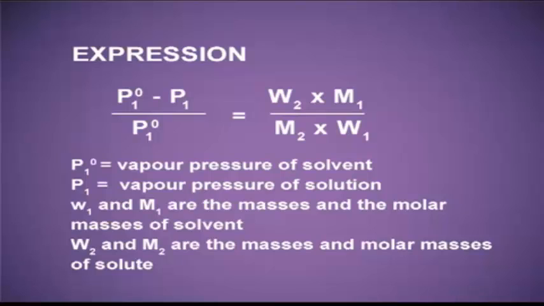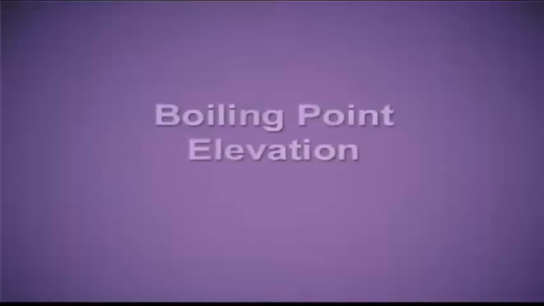Now you can see from the formula that it is molality, W2 into M1 divided by M2 into W1. So the more the number of solute particles, the more will be the lowering in vapor pressure. This property is very important to understand because the rest of the colligative properties entirely depend upon this lowering in the vapor pressure. The second colligative property is the boiling point elevation.